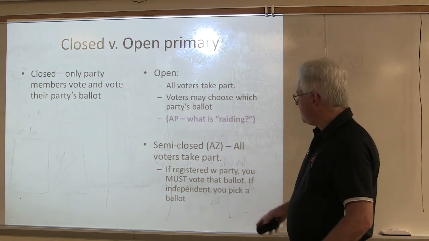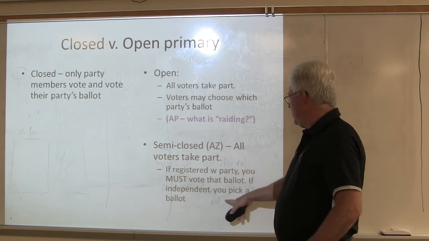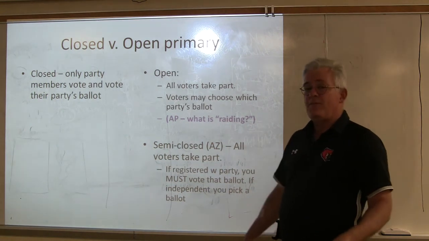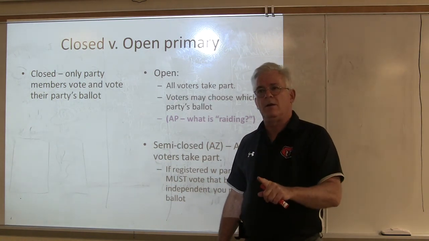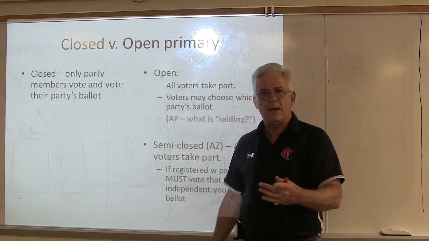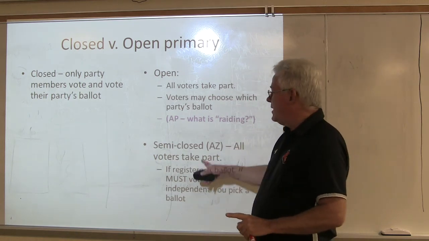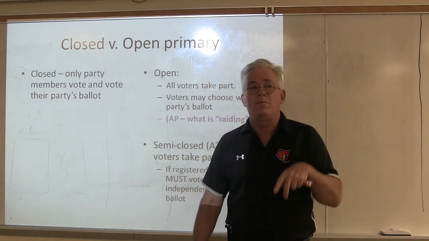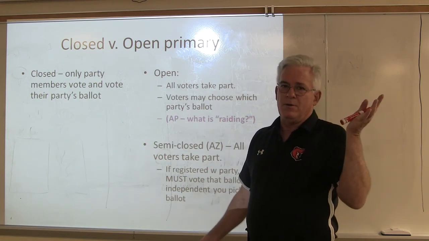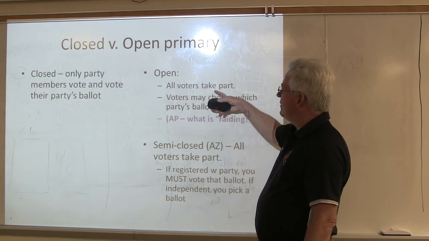All right? So, if registered with a party, you must vote that party's ballot. If independent, you may pick a ballot. This sounds great, but if you put yourself on the early mail-in voting list, right? You get your ballot mailed to you. They will not mail you a ballot automatically if you are an independent. They will write you a letter saying, please call us up and tell us what ballot you want to have mailed. How many people bother to do that? Not very many, so I don't know how much of a difference these have made.